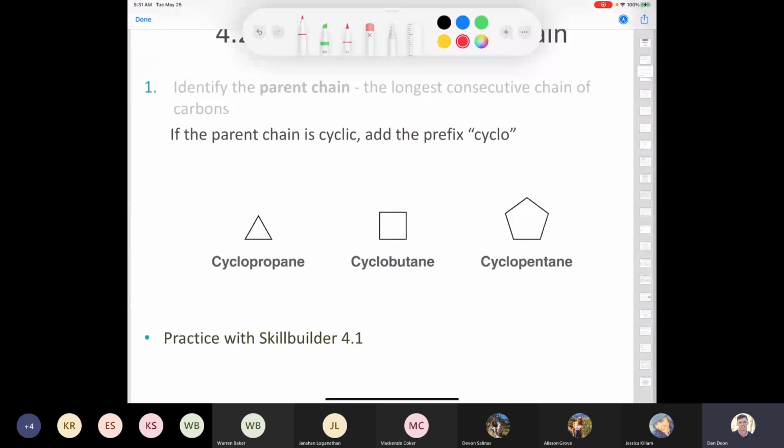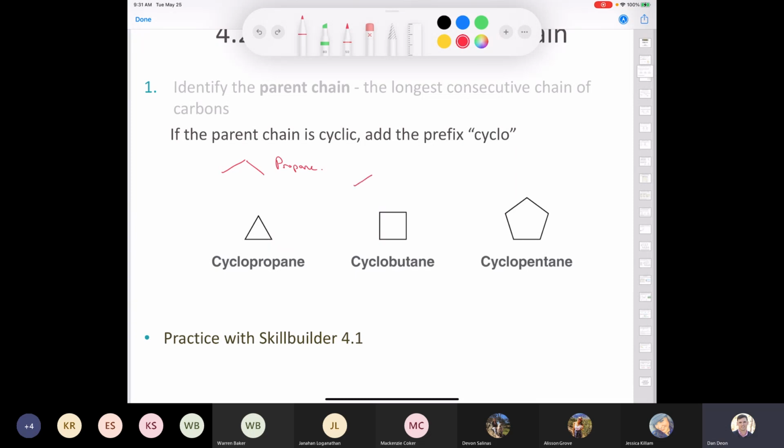Well, I'm already going to throw a wrench into everybody's plans here, because what happens if your longest chain is cyclic? In that case, you put cyclo ahead. If you go back to the first slide, what was the title of this chapter? It was alkanes and cycloalkanes. I told you before that if you have 3 carbons in a row, 1, 2, 3, like this, that is called propane. If you put 3 carbons in a cycle like this, it's cyclopropane.